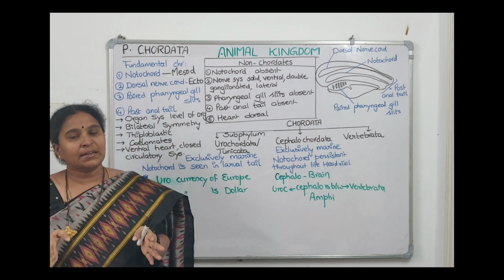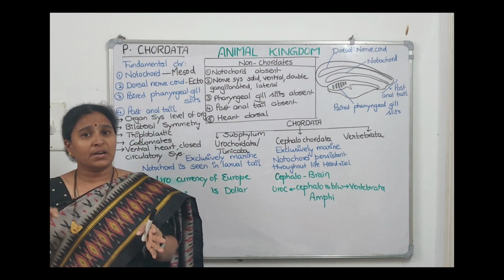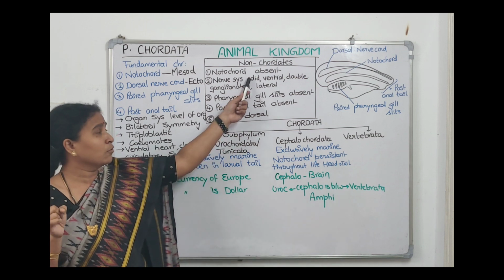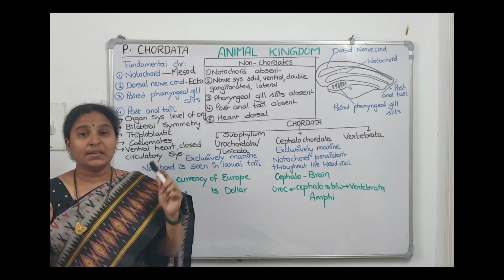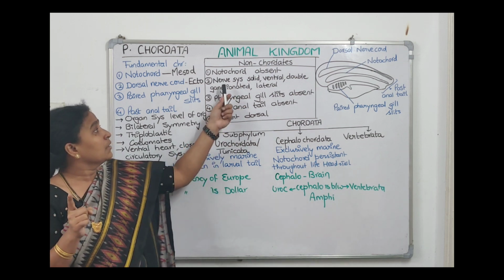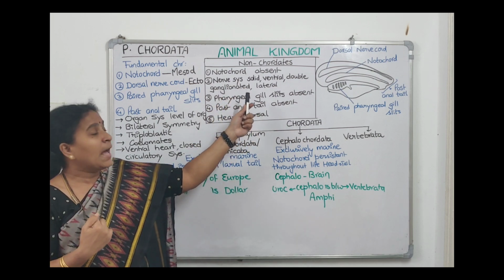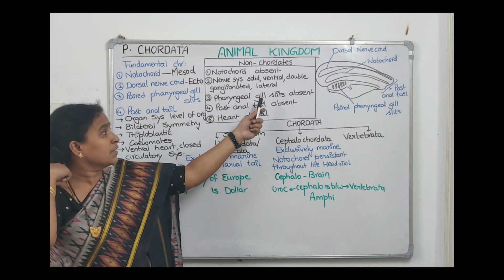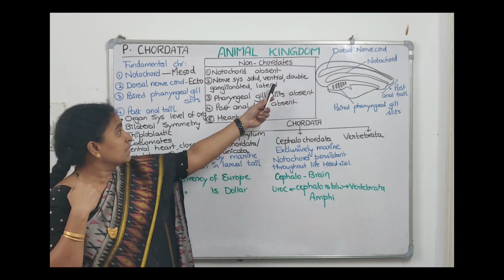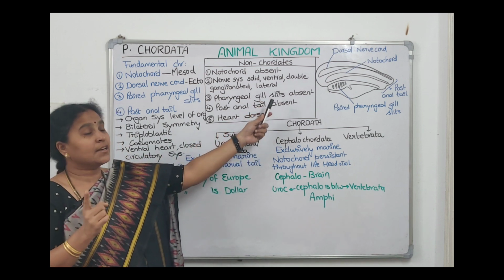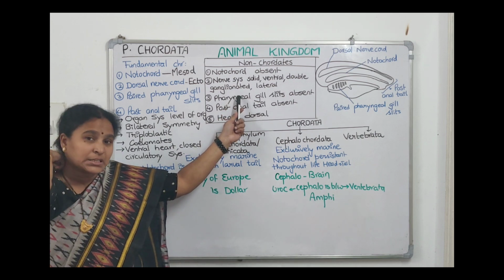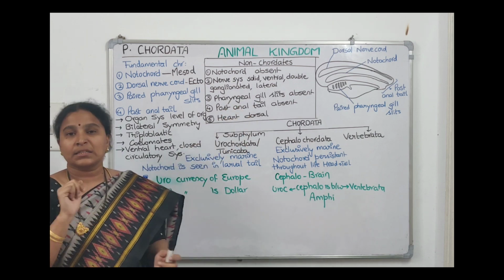So what is the second characteristic? The first characteristic we told: chordates have a notochord, non-chordates will not have a notochord. The second characteristic is that in non-chordates, the nervous system is solid, for chordates it is hollow. For us it is dorsal, here it is ventral. For us it is single, here it is double. For us it is non-ganglionated, here it is ganglionated, and for us it is central, here it is lateral. This is the second difference.